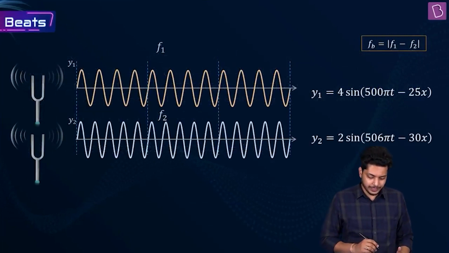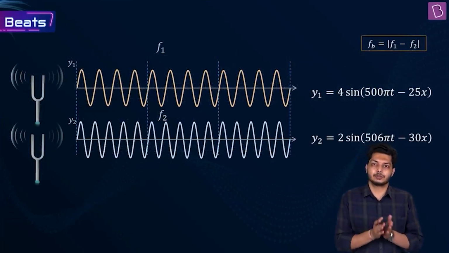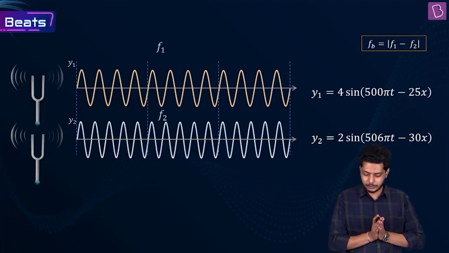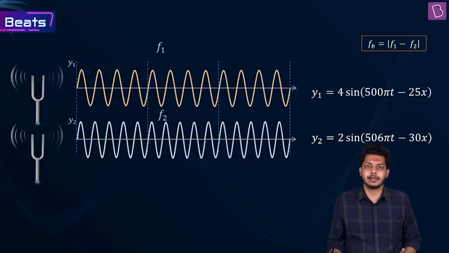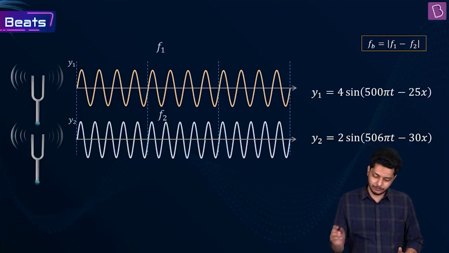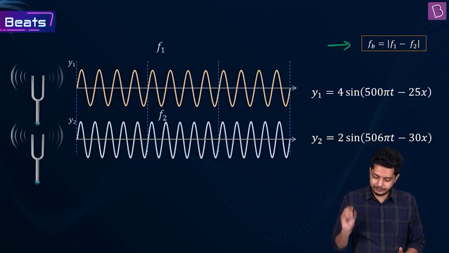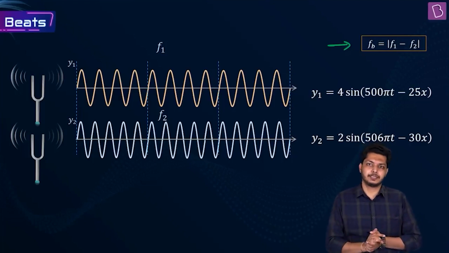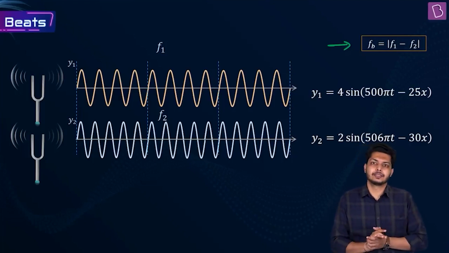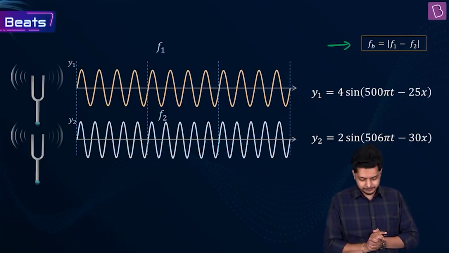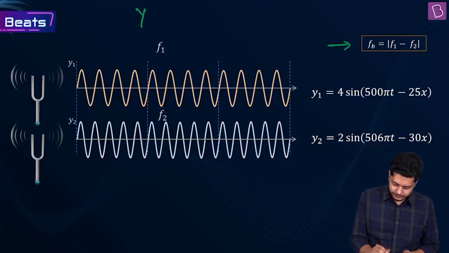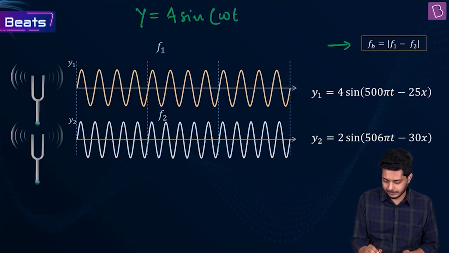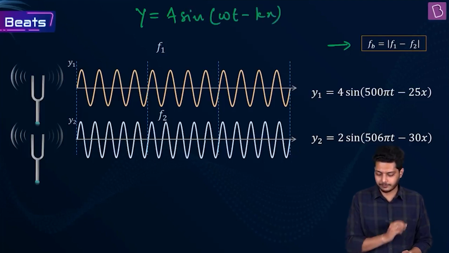Alright, so here we have our two waves. y1 = 4 sin(500πt − 25x) and y2 = 2 sin(506πt − 30x). And what about beat frequency? Beat frequency will be given as fB = |f1 − f2|, where f1 and f2 are the two frequencies of the waves. Now, the general equation of a wave is y = a sin(ωt − kx).